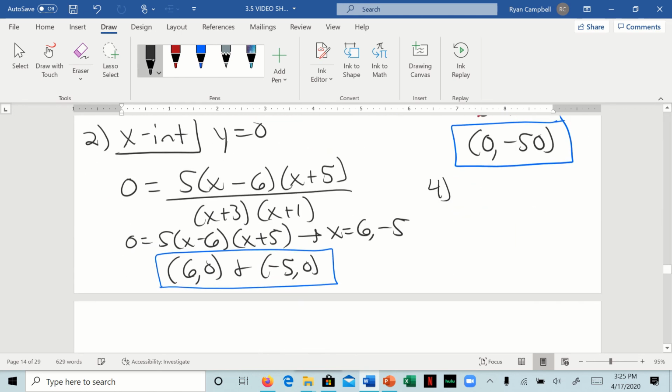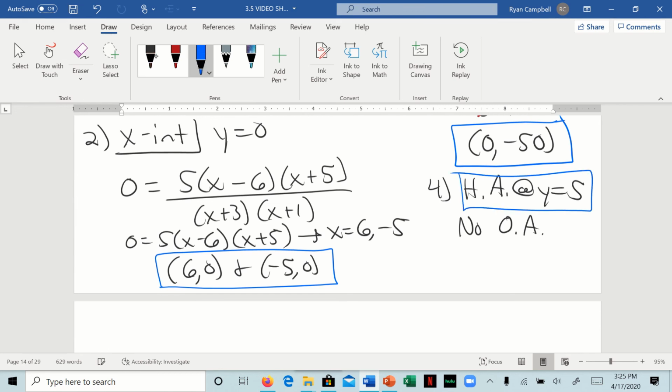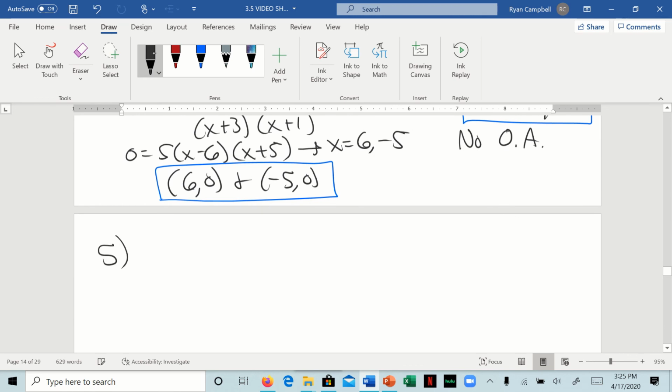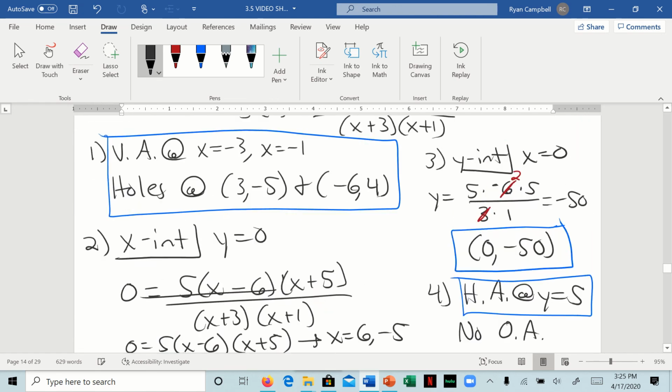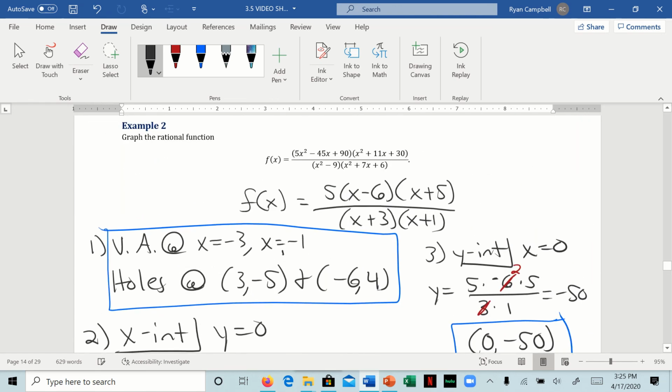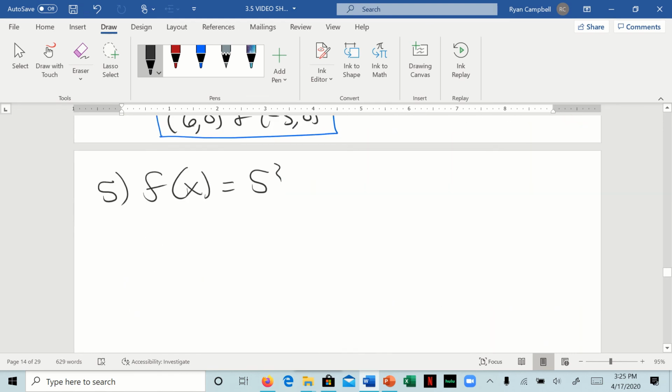All right, number 4. Remember, we already did the horizontal asymptotes for this one, and we said there was a horizontal asymptote at y equals 5, which means that there is no oblique asymptote. So step 5, since we do have a horizontal asymptote, we have to ask ourselves, does the graph ever cross? Do we have any x values that make f of x equal to 5? So we just have to plug that in.